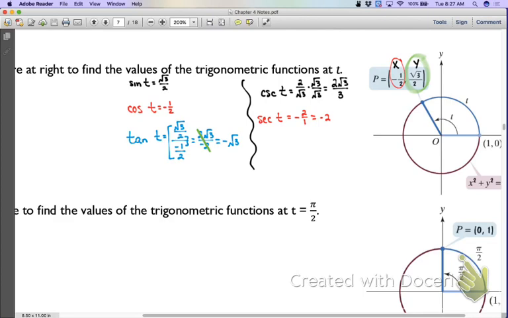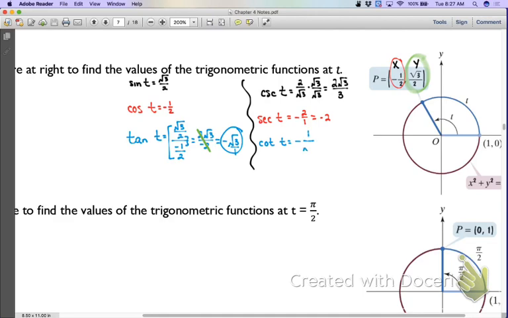Now, tangent's the same way. So if tangent is -√3, what is cotangent? What do I need to do? Does the negative change? Nope, still going to be negative. Okay, so it's still negative. Now it's going to be a fraction. So here it's the √3 over 1. So now what is cotangent going to be? 1 over the √3, right?